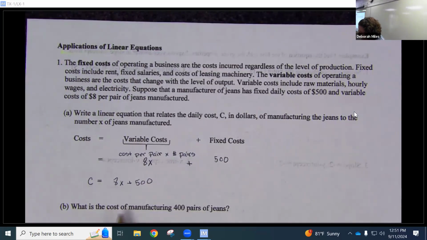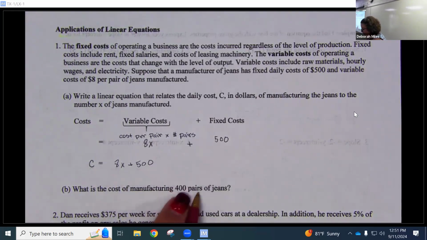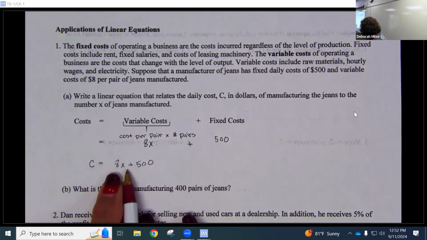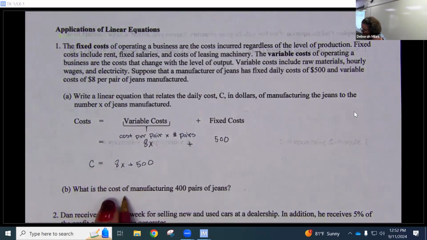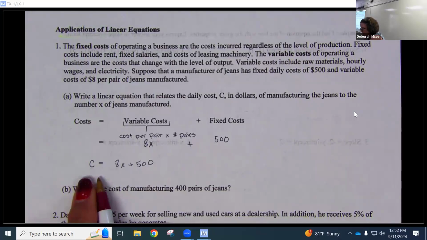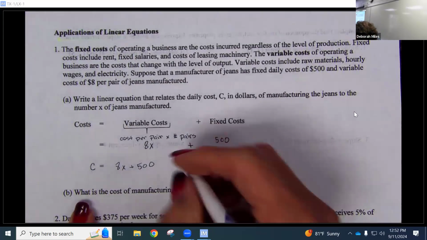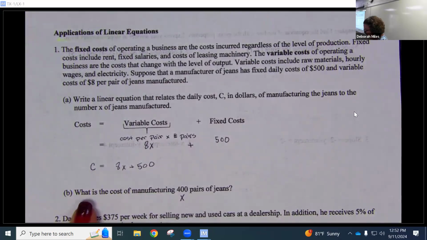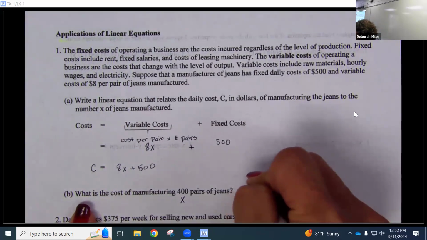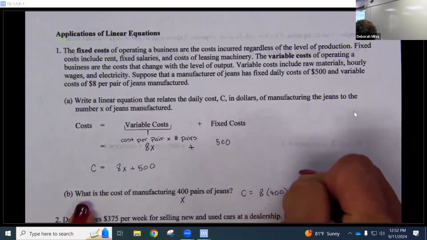And then the B part says what is the cost of manufacturing 400 pairs of jeans? If you give me a number of pairs of jeans, I'm going to put that in place of X. I could have asked you how many pairs of jeans could you make for $4,000? Then I'd be giving you a cost and you'd be solving for X. With this particular problem, you're giving me an X. So I'm just going to plug it in. 8 times 400 plus 500.